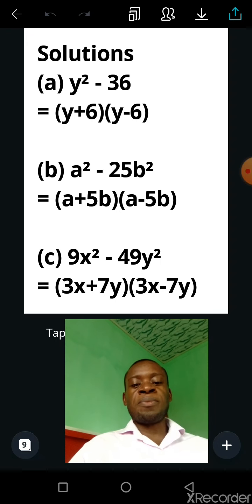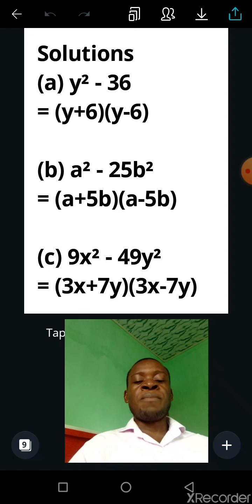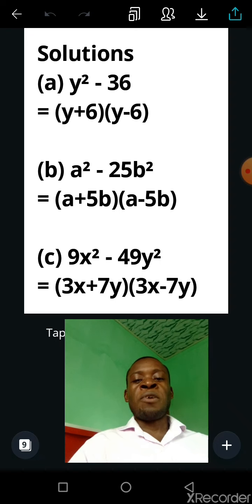Go to b, a squared minus 25b squared. Here also, the square root of 25 is 5. So what we are supposed to have there is 5 raised to the power 2, so that every term will have power 2. So let's factorize a squared minus 5 squared b squared. So what we now have is bracket open a plus 5b bracket close, bracket open a minus 5b bracket close. We go to c, 9x raised to the power 2 minus 49y raised to the power 2. Now the square root of 9 is 3, so what we have there is 3 raised to the power 2.